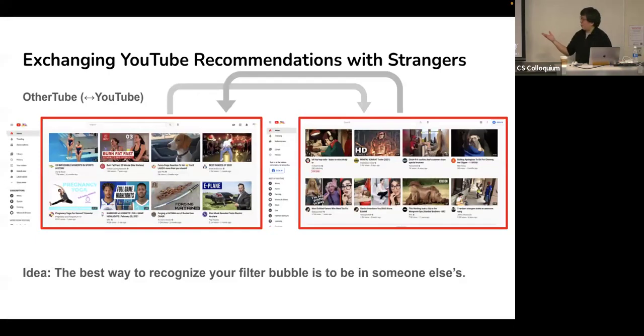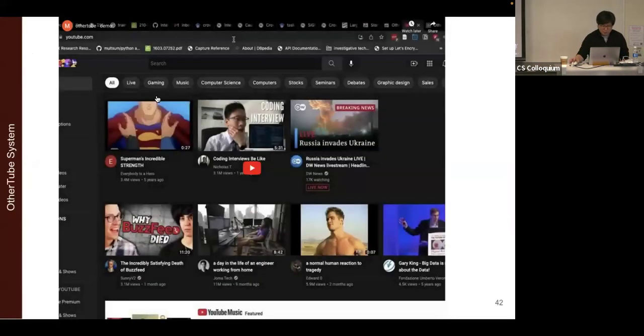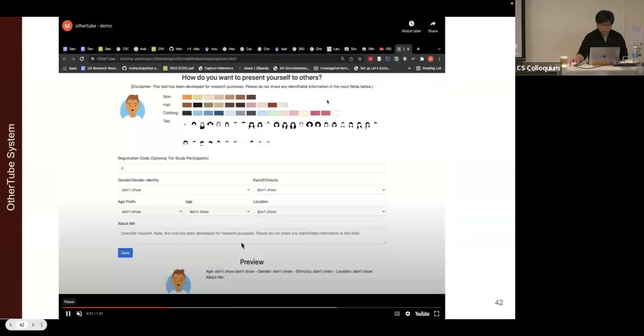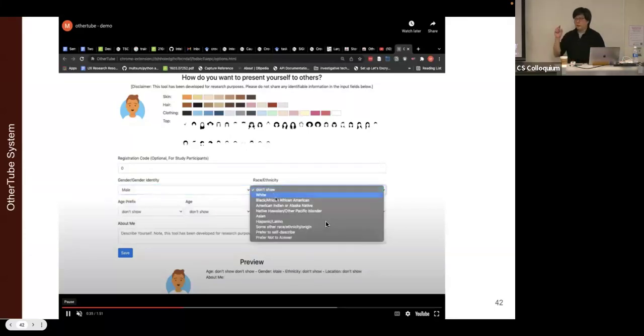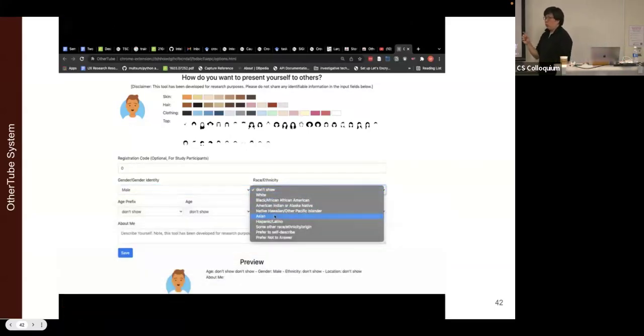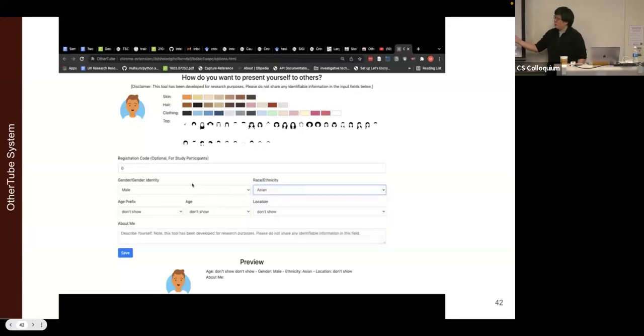And the idea here is that the best way to recognize your filter bubble is to see it in contrast. So it's a very short demo, and you have to create an anonymous profile. The fact that it has to be anonymous is very important, because sharing your recommended videos with someone is really intimidating.